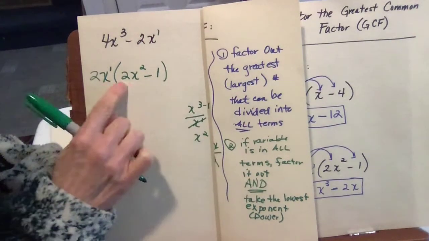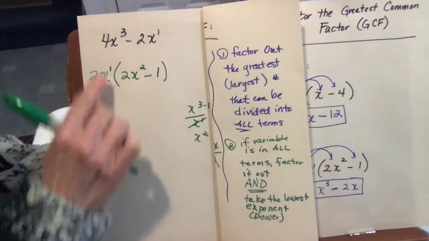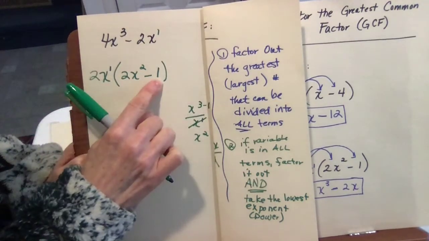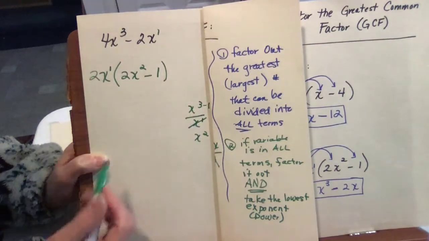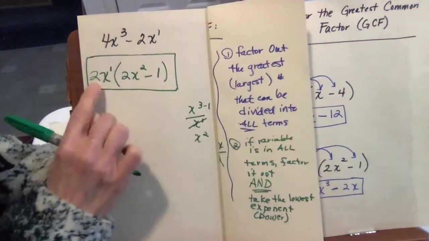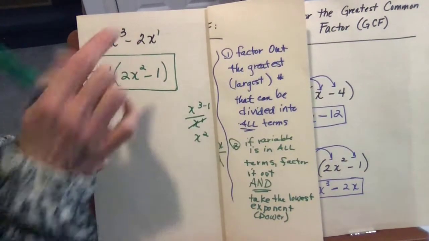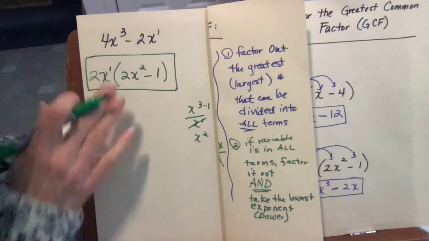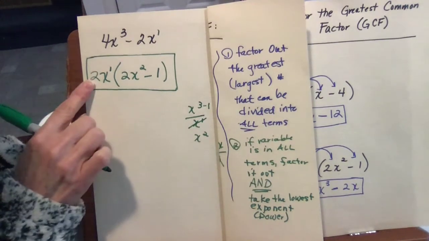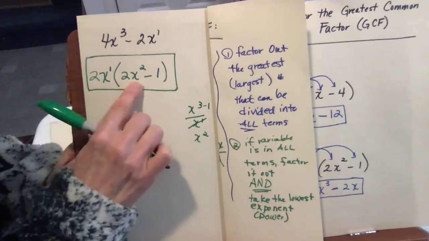Checking. 2x times 2x squared is going to be 4x cubed. And 2x times the minus 1 is going to be minus 2x. So that's your check. So this is the factored form. In other words, back to what we had before we multiplied it and distributed to get 4x cubed minus 2x. So that's our factored form. Our greatest common factor is 2x, and the binomial, which is the rest of what's left, is 2x squared minus 1.